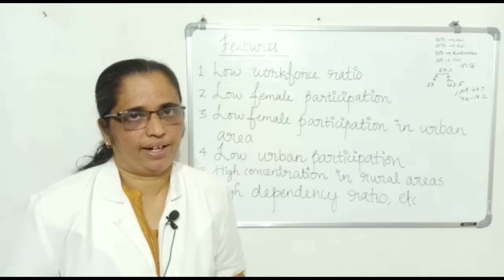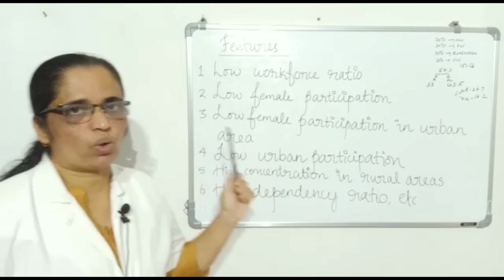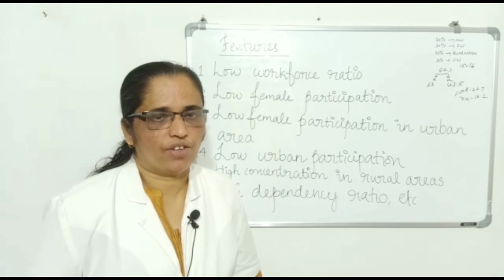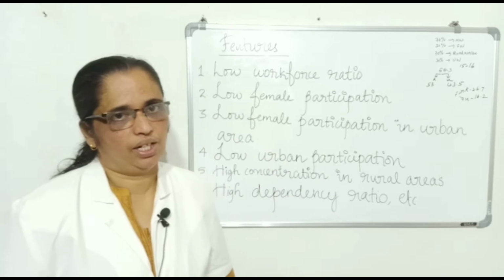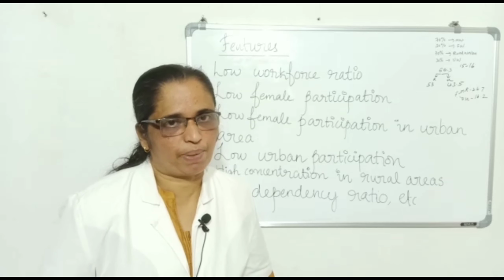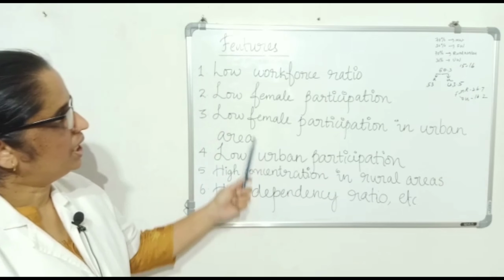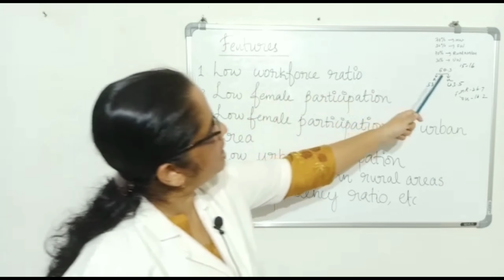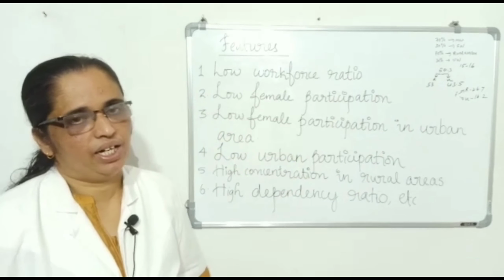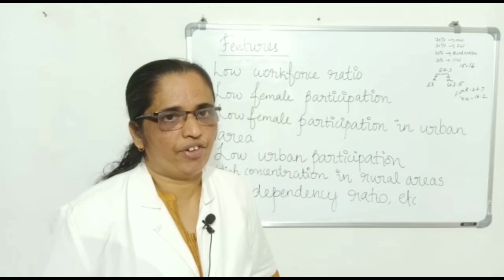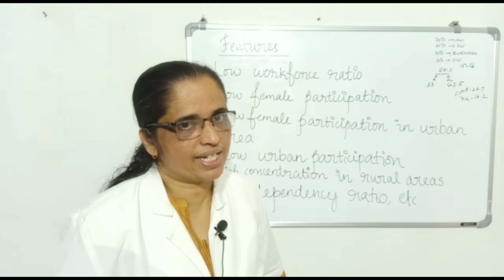We already studied last class. As per 2011 estimates, workforce ratio in India is estimated at 39%. What's the meaning? Out of every 100 persons, only 39 persons are workers in India as per the census authority. And as per the estimates 2015-16, workforce ratio is estimated as 50.3%. What's the meaning? Out of every 100 persons, only 50 persons are considered as workers.